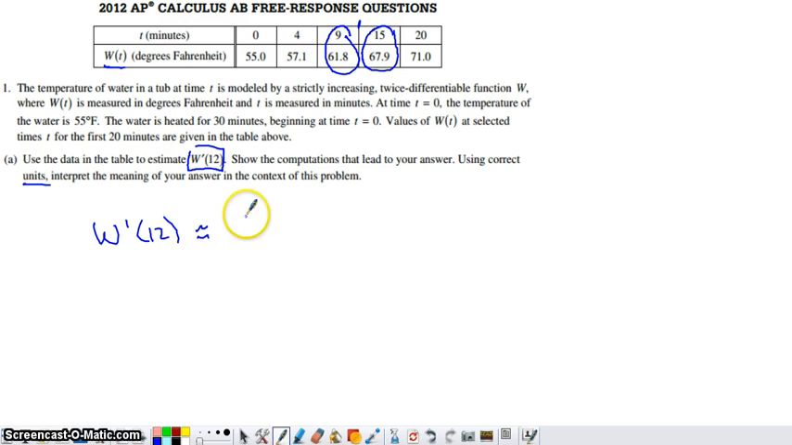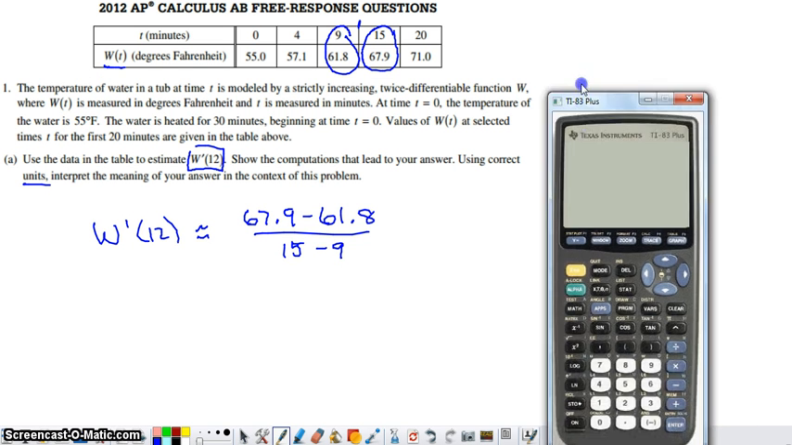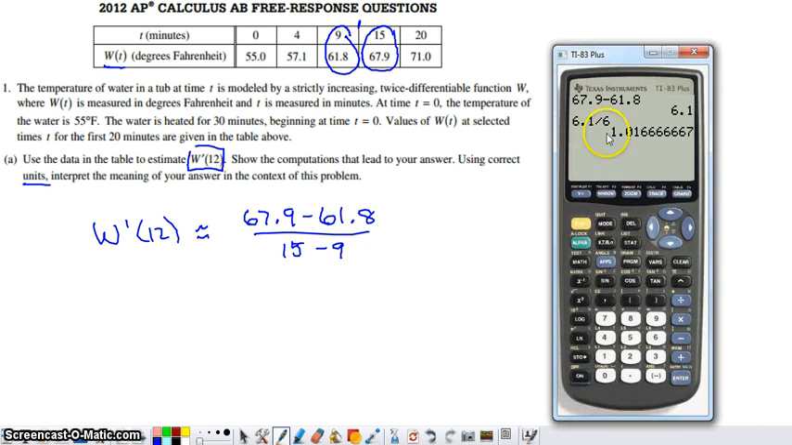is approximated with the difference in the y values, or the difference in the function values, over the corresponding difference in x values, or in this case t values. So in this numerator, I think what you're going to get is 6.1. If you do that subtraction, then that's going to be 6 in the denominator. It's definitely a calculator problem, so I already tossed this into my calculator a minute ago.